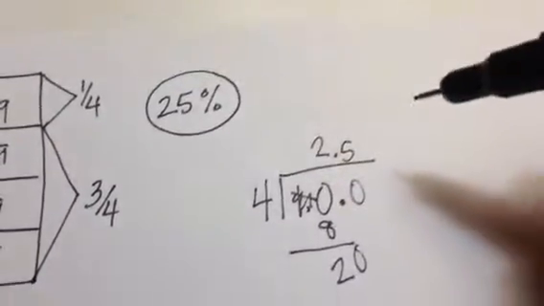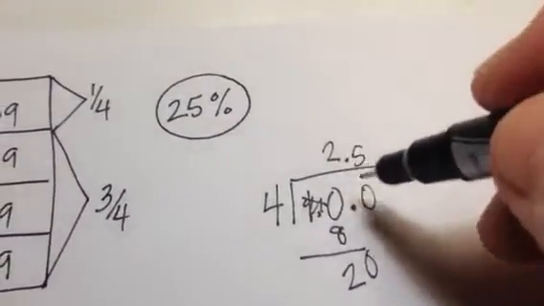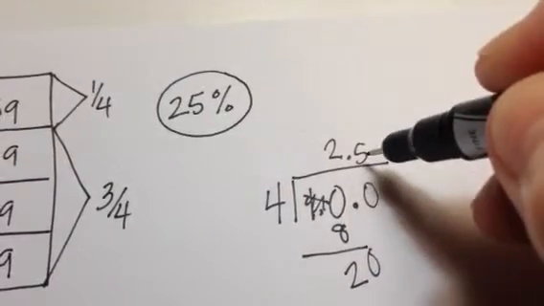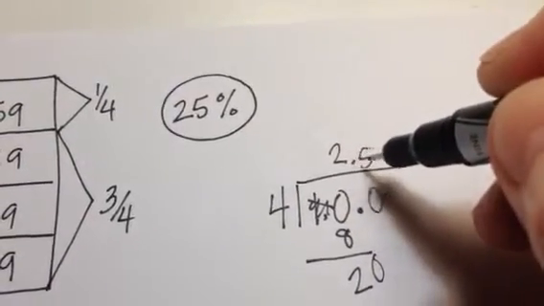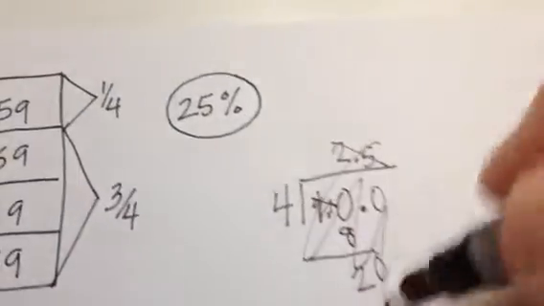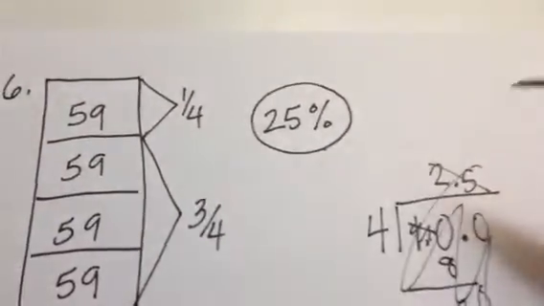Oh, what am I doing? Mrs. Van Zalen, what is wrong with you? It goes in there 2.5 times, which is 25%. Okay, just remember, it's 25%.